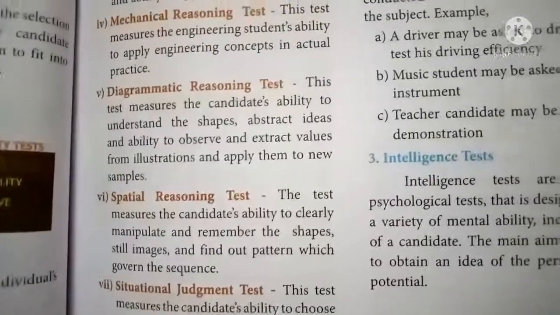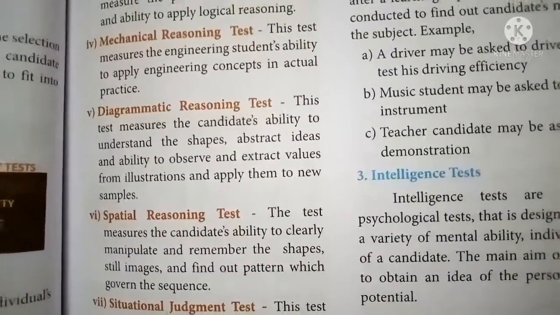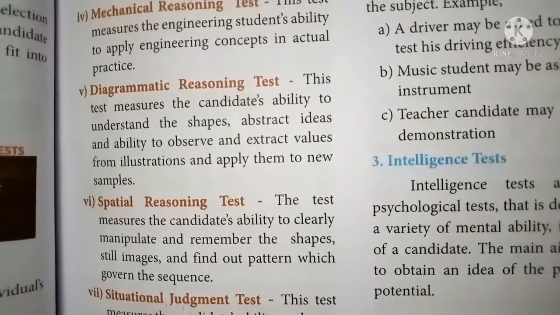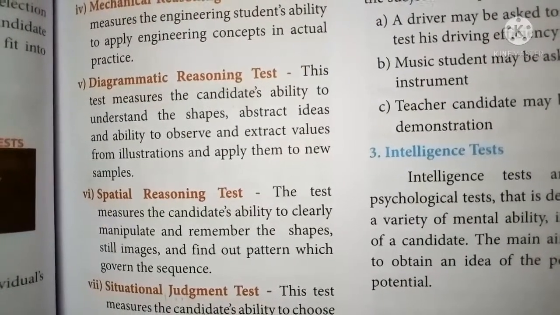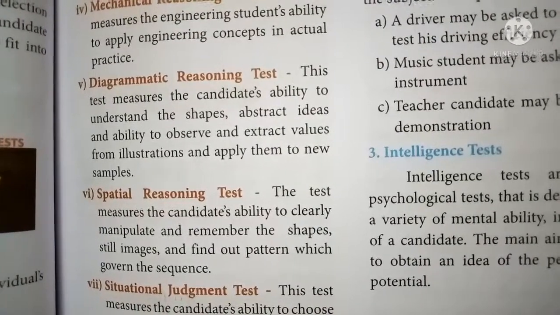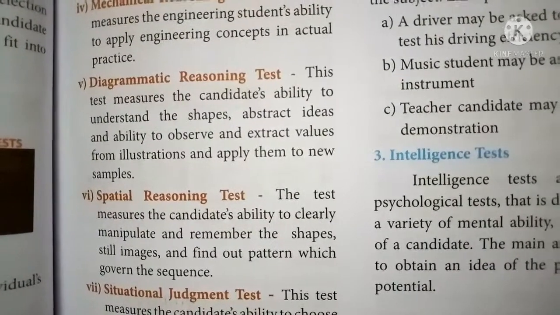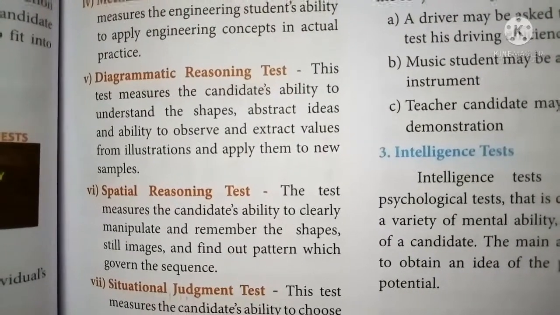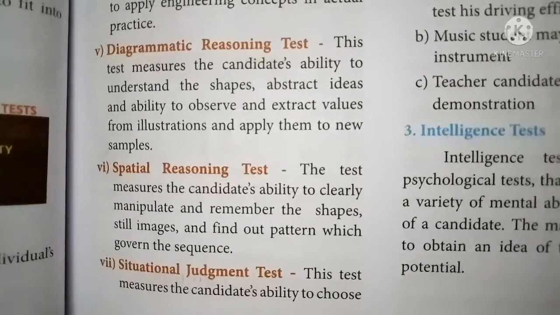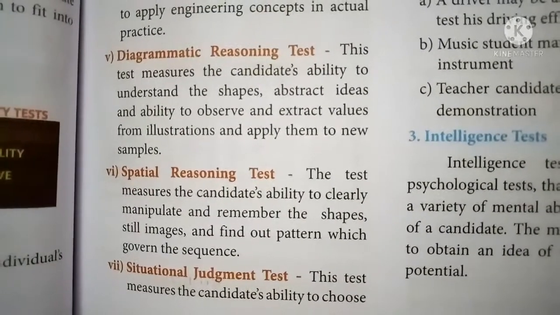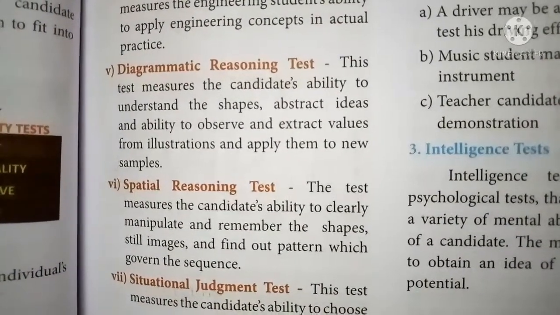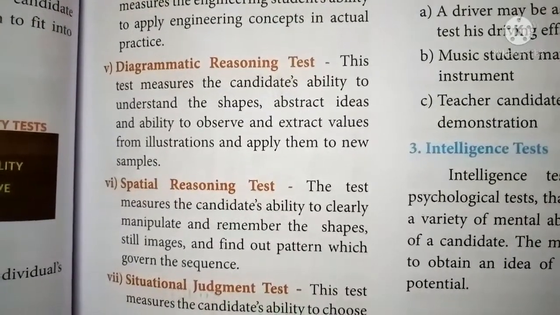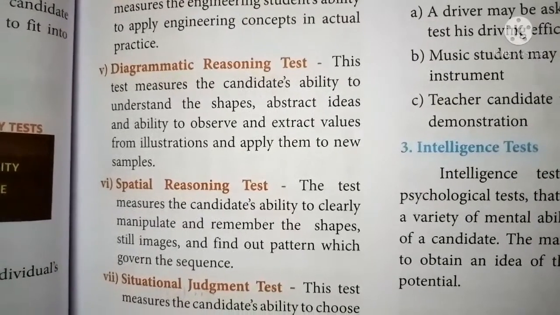And then spatial reasoning test. This test will measure the candidate's ability to manipulate and remember shapes and still images, and find out patterns which govern the sequence. So with the help of the sequence, the candidate's remembrance of shapes will be identified from this type of reasoning test.